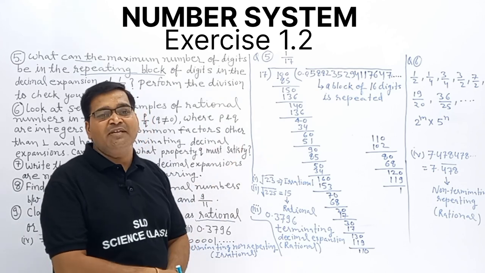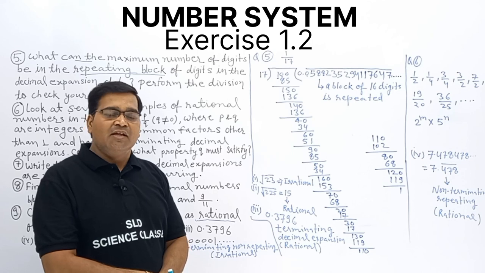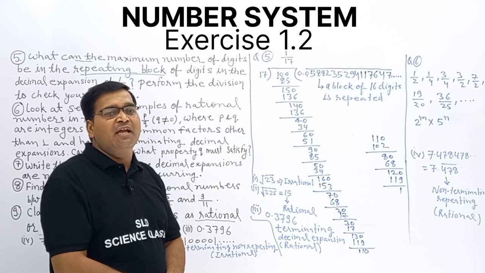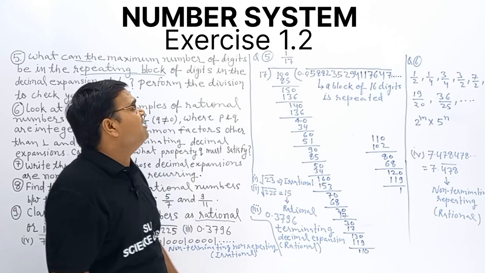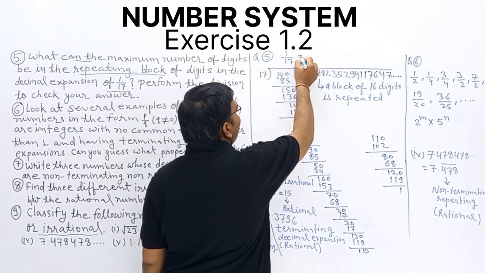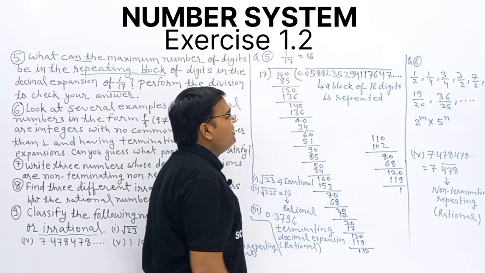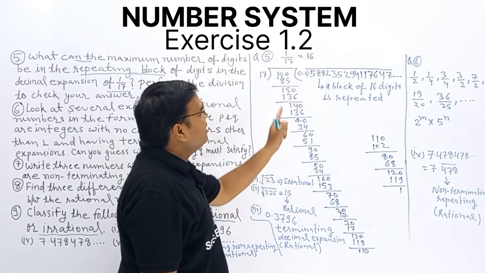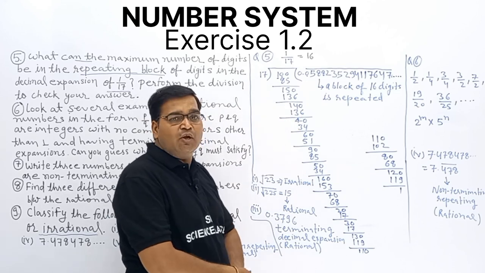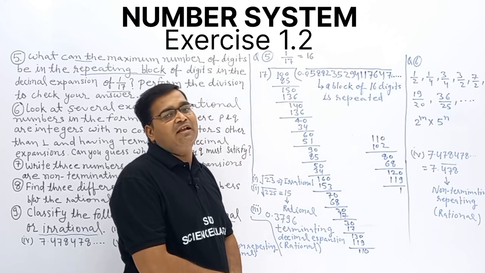So 1 upon 17 is what? It has a repeating block, and in the repeating block we are having 16 digits. How many digits? 16 digits. And so we can say this one is what? Rational or irrational? Rational number.